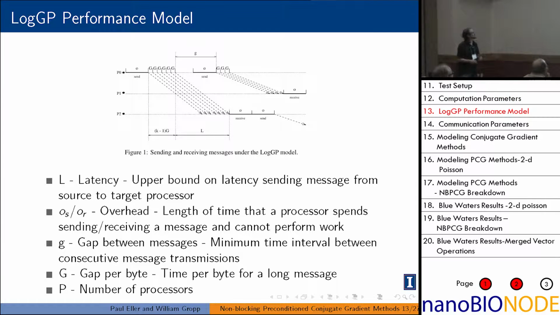This is the LogGP model that we use. The basic idea behind this is that when we send a message, we have some send overhead. We then have a gap per byte cost.